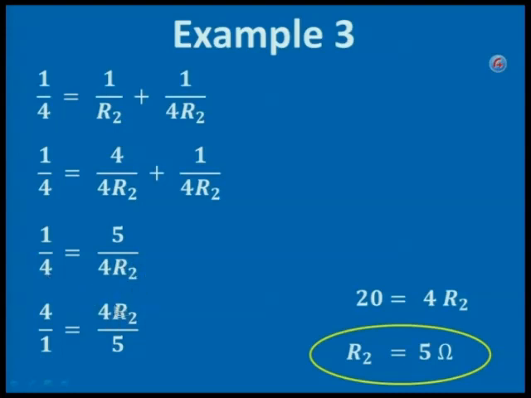But we want R2, so now we switch our fractions top to bottom. That gives you 4 over 1 is equal to 4 R2 over 5. Now we multiply the 5 that way, that gives you 20 is equal to 4 R2. And then you get to R2, which is 5 ohms. This is a bit more challenging maths, but you can go through it slowly again. Thank you.